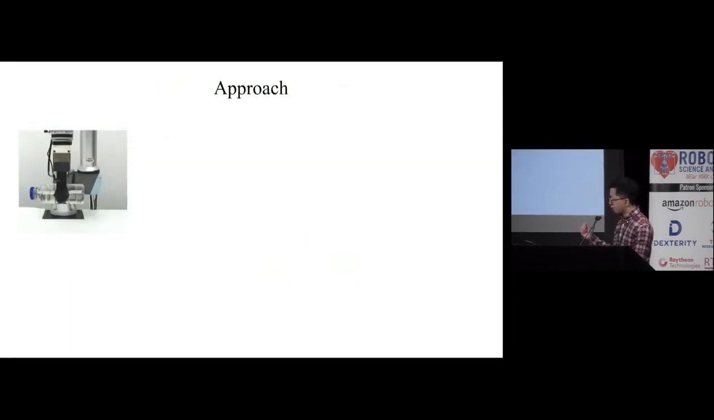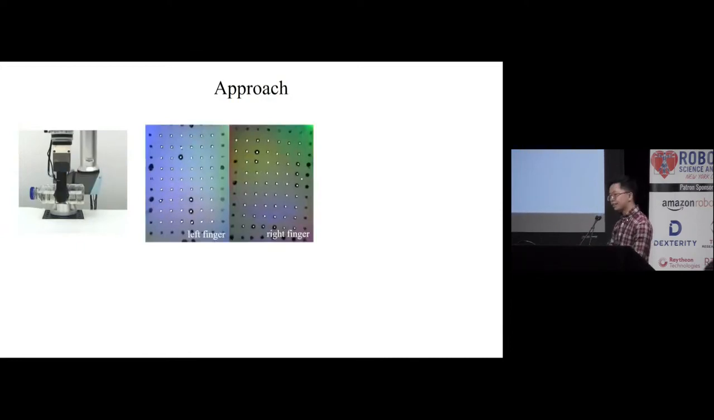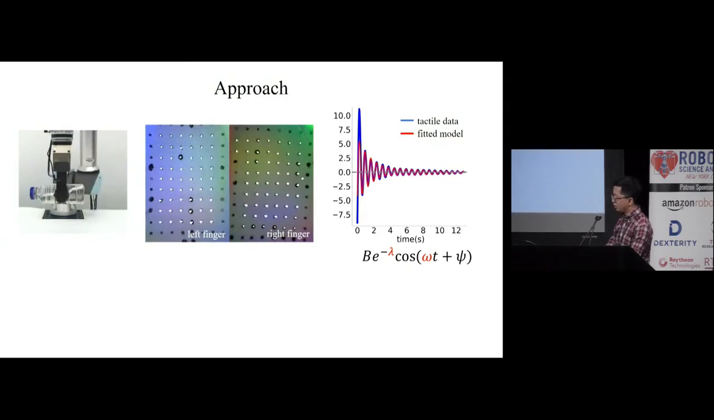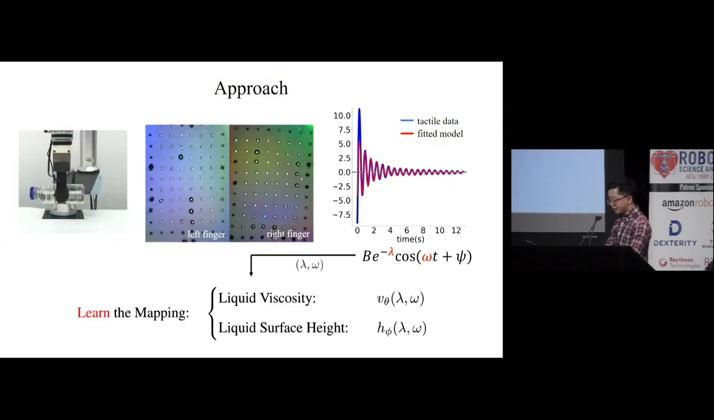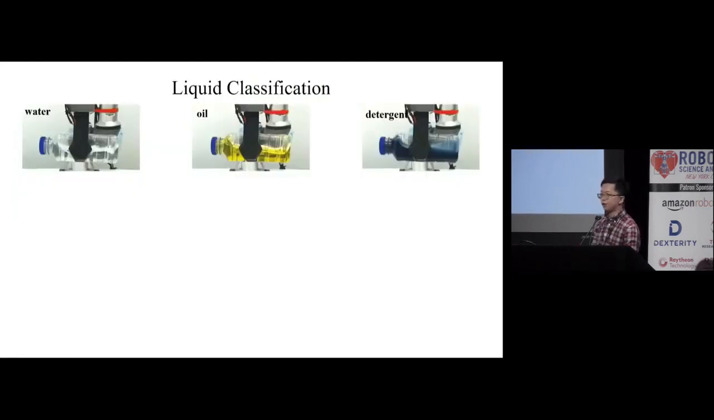In our method, the gripper first grasps the bottle with two gel-based tactile sensors and makes an impulse movement. We collect the dynamic tactile signal in a free oscillation period. We track the markers of the gel sensor, extract the tactile data, and fit it with a damped oscillation signal. As the physics-inspired model suggested, the decay rate lambda and the oscillation frequency omega of this damped signal are highly relevant to the liquid viscosity and liquid surface height. We learn this relation in a data-driven way because it is affected by the complex shape of the container and the unmodeled dynamics.